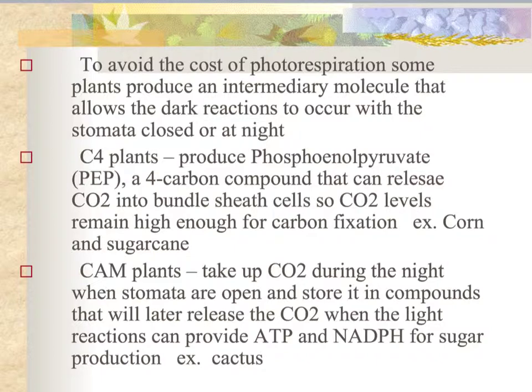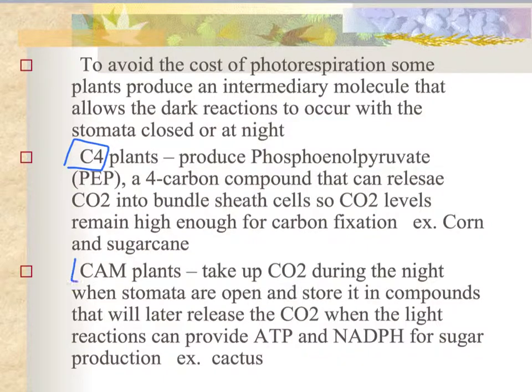The two examples that we have here are the C4 plants, and these produce phosphoenol pyruvate. It's shortened to PEP. That's much easier to say. And that's a 4-carbon compound. That's why they're called C4 plants that can release CO2 into bundle sheath cells so carbon dioxide levels remain high enough for carbon fixation to occur. And the examples in real life of this would be corn and sugarcane.